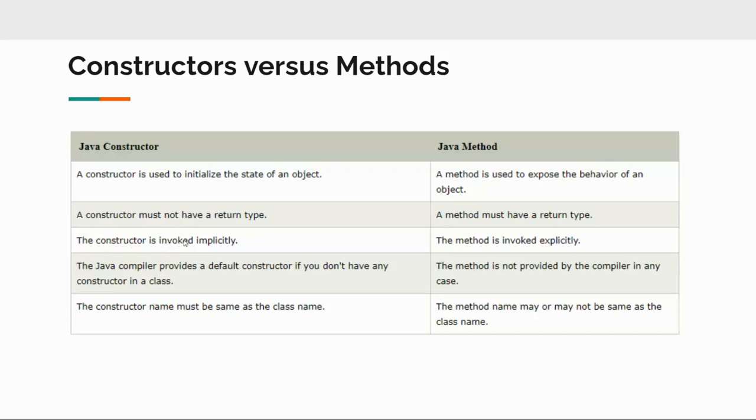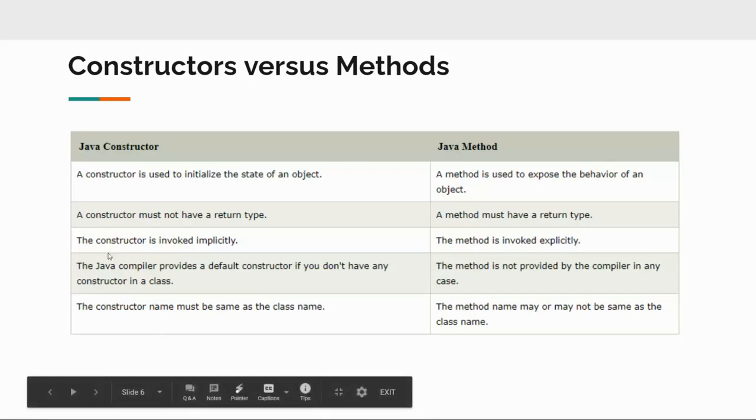A constructor is invoked implicitly, meaning invoke is called. Okay, a constructor is called implicitly, whereas the method is invoked explicitly, meaning by the time you instantiated an object, right away the constructor will be called. However, for the case of the method, it will only be called unless you call it.